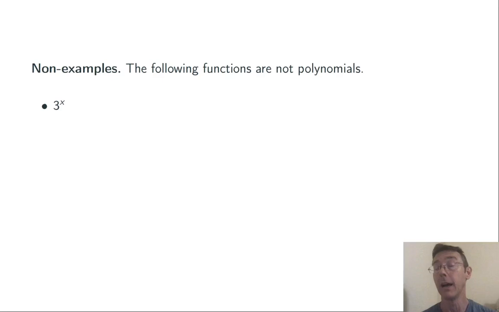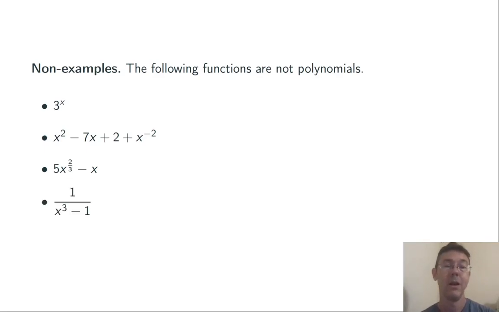Here's a few functions that are not polynomials. 3 to the x is not a polynomial because there's an x in the exponent. Polynomials always have the x's in the base. This is an exponential function. X squared minus 7x plus 2 plus x to the negative second isn't a polynomial because we have a negative exponent. Similarly, 5x to the 2/3 minus x is not a polynomial because of the 2/3 in the exponent. It's not an integer. 1 over x to the third minus 1 is also not a polynomial. Here we have x's in the denominator.